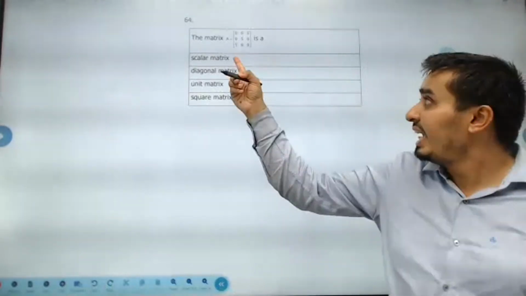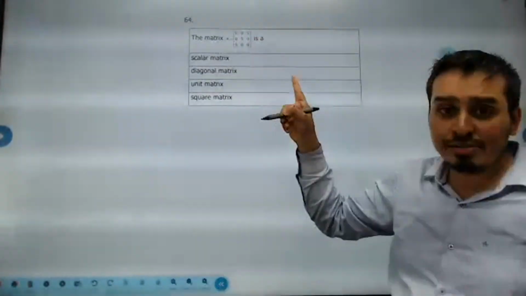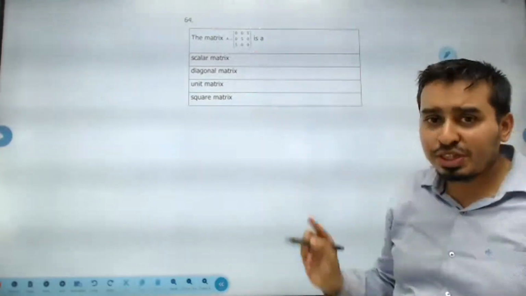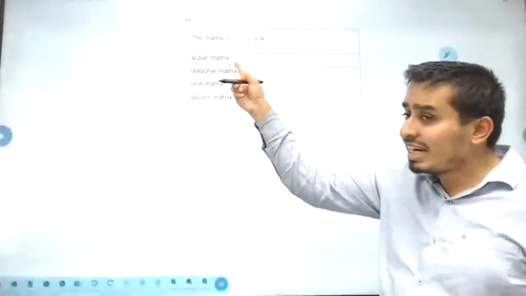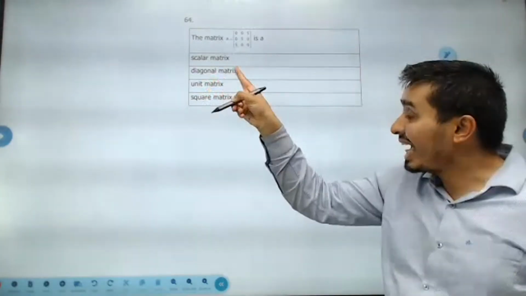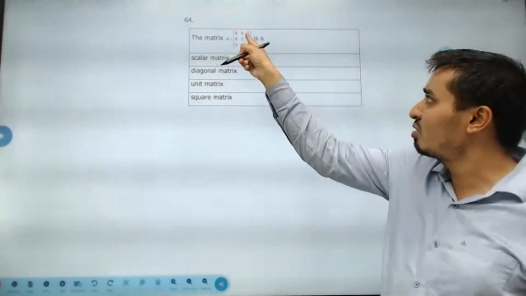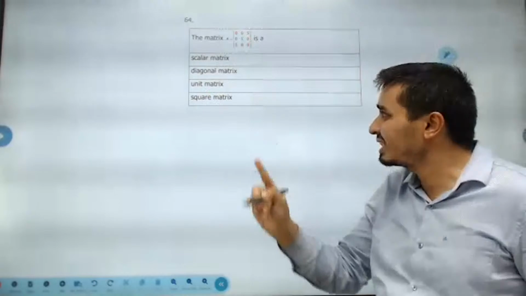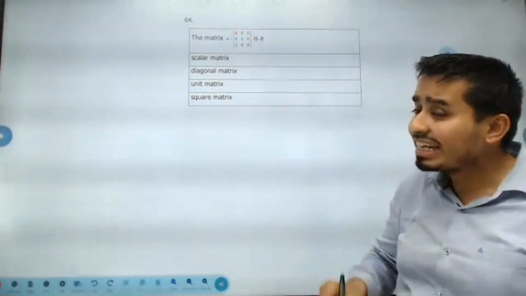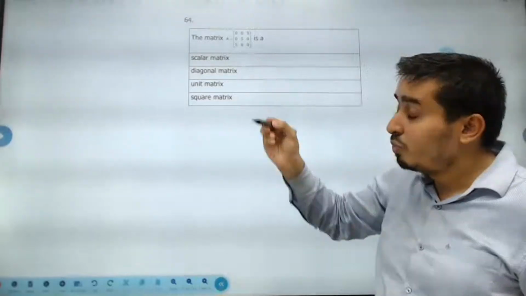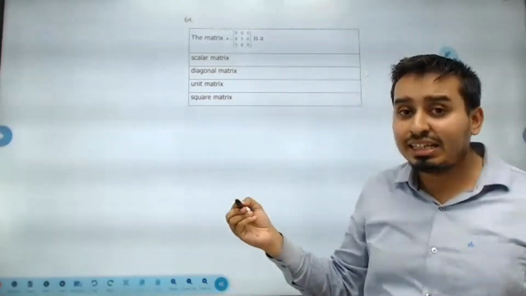The matrix A equals 0, 0, 5, 0, 5, 0, and 5, 0, 0 is. So there are four options given here. A scalar matrix is a diagonal matrix where all diagonal elements are equal. You can see the diagonal elements are unequal here. This is 0, then you have 5, and then you have 0. So obviously the first option is wrong. Diagonal matrix is a matrix whose non-diagonal elements must be 0. When we say non-diagonal, we mean principal diagonal, right?